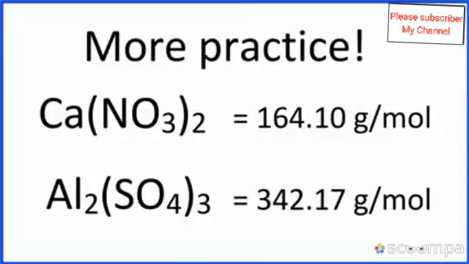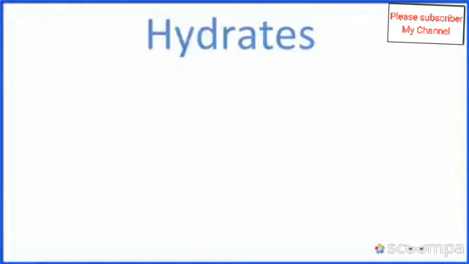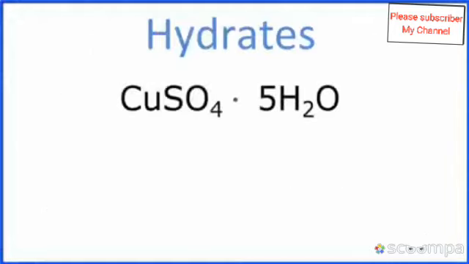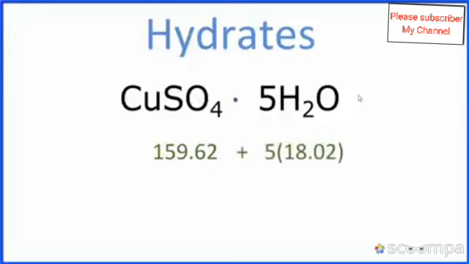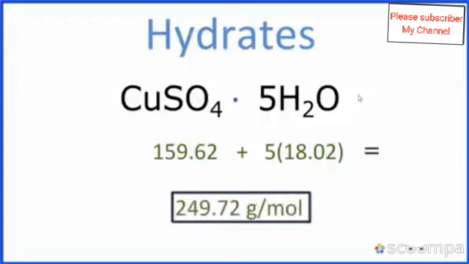There's one more type of molar mass we need to learn to calculate, and that's for what's called a hydrate. This is copper 2 sulfate pentahydrate. Penta means 5, and the little dot means those 5 water molecules are around the copper. To calculate the molar mass, we'll first find the molar mass of the copper sulfate, and then we'll find the mass of the water. Once we have those, we'll add the copper sulfate to 5 times the mass of the water molecule. That's because we have 5 water molecules. We add this all together, and that's the molar mass for copper 2 sulfate pentahydrate.